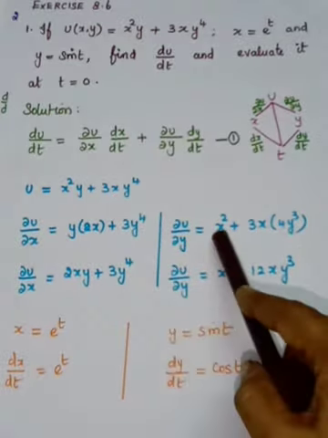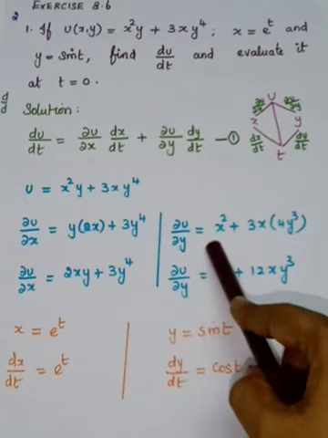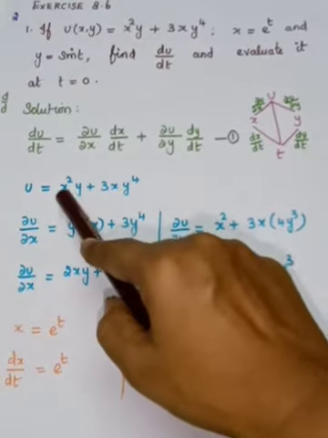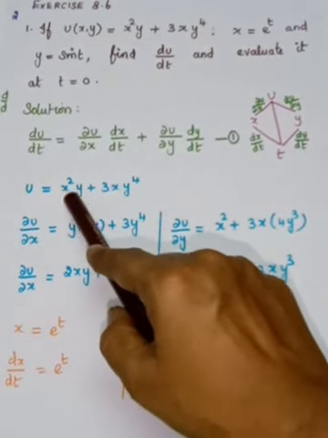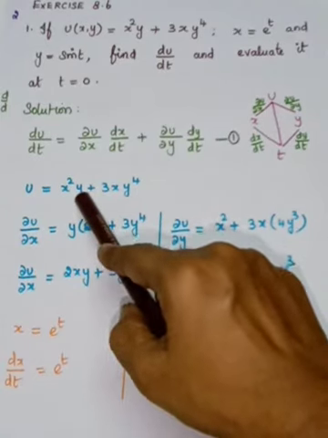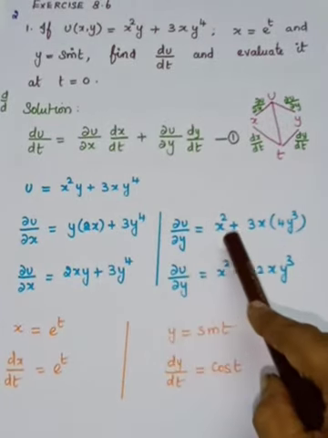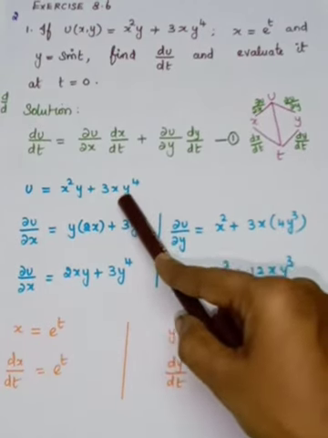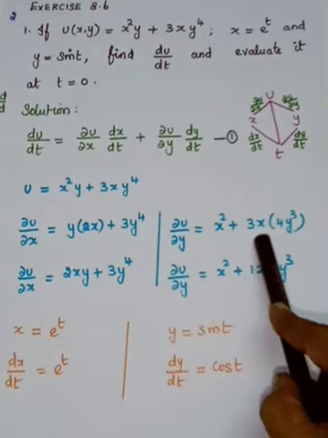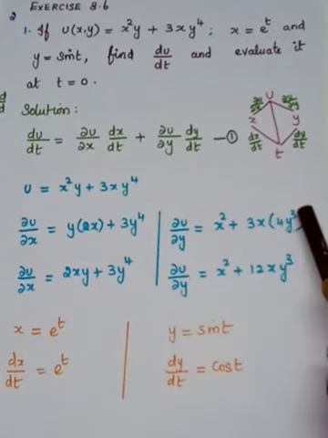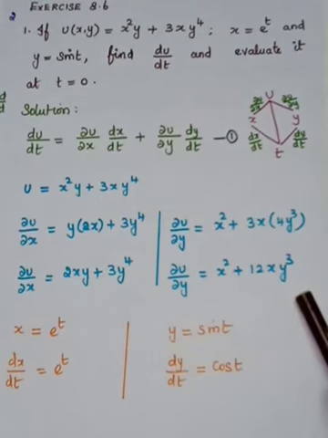In the same way, you can differentiate u partially with respect to y. So x is a constant. Go to the first term. x squared is a constant, so it is written. And here y, if you differentiate y with respect to y is 1. And go to the second term. Can you say what is a constant? So 3x is a constant. So it is written here. And the differentiation of y power 4 is 4y cube. So it is written here.